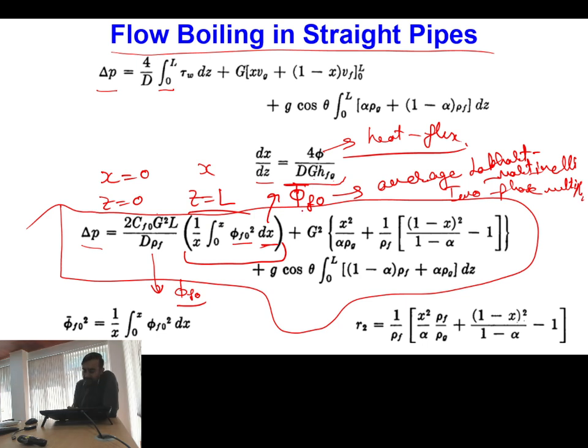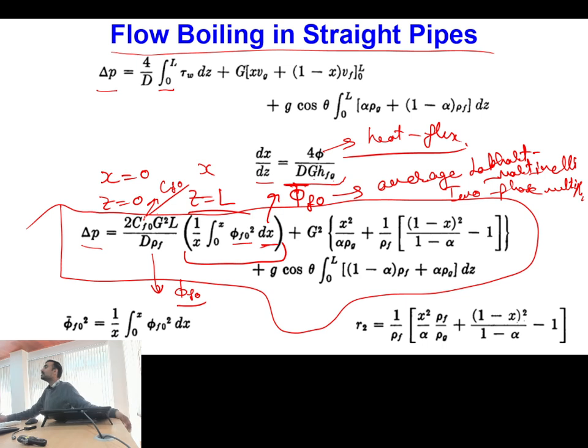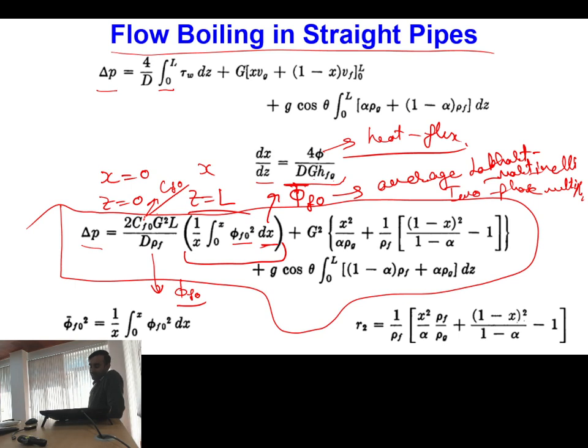So once I know the value of this average phi bar FO, and I know the value of CFO, meaning the coefficient of friction for a fluid-only single phase system, then I can simply solve this equation and calculate the value of friction factor and pressure drop.